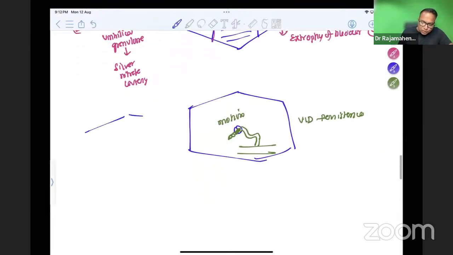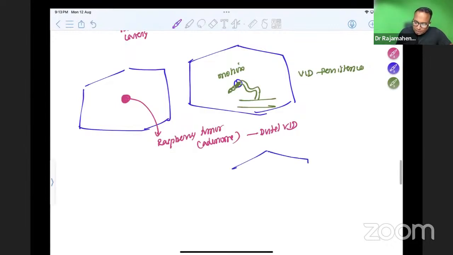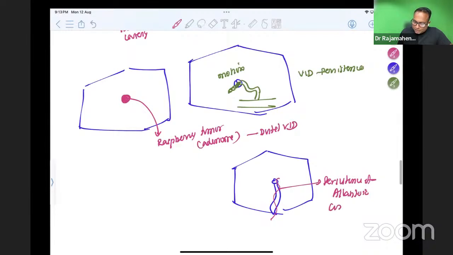If a patient comes to you with a raspberry tumor of the umbilicus, a tumor-like appearance in the umbilicus, it is called raspberry tumor, also called umbilical adenoma. It is nothing but distal vitellointestinal duct persistence. If urine is coming out of the umbilicus, what is it? Urine coming out of the umbilicus is persistent allantois. Persistence of the allantoic duct, also called urachus.